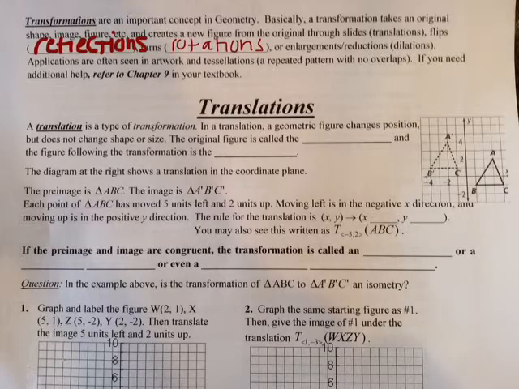And a translation is just a type of transformation. It takes a geometric figure, changes its position, but does not change the shape or size. So it's just taking the image on one part of your coordinate plane and then moving it to another part. The original figure, we call that the pre-image, and the figure after you do the transformation, we call that the image.